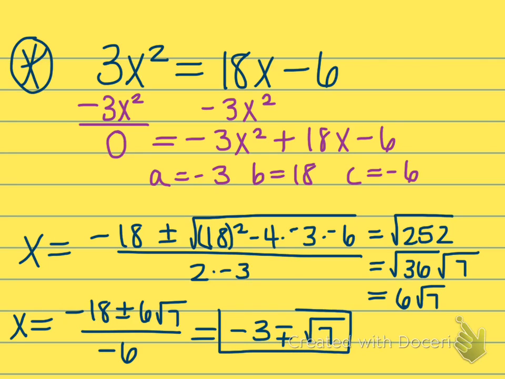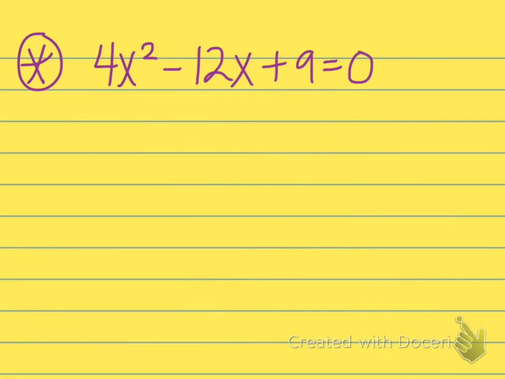You can leave your answer like this, or again, if you prefer, you can write two answers for this equation. Negative 3 minus the square root of 7 and negative 3 plus the square root of 7 are the two solutions for this quadratic.